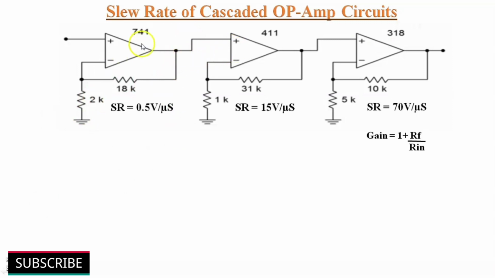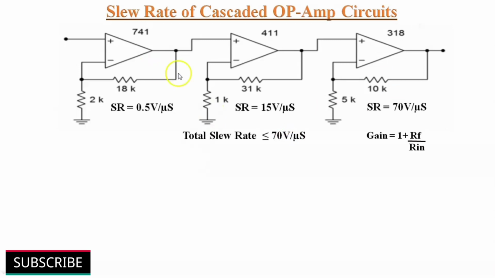Here 3 op-amps 741, 411 and 318 are cascaded in series. These 3 op-amps are configured as non-inverting amplifiers. Their respective slew rates are also given here. We know that gain of a non-inverting amplifier is equal to 1 plus Rf by Rin. The total slew rate can be set by any stage, as it depends on the gains of the stages. Perhaps the total slew rate is never more than the final stage slew rate of 70 volt per microsecond.